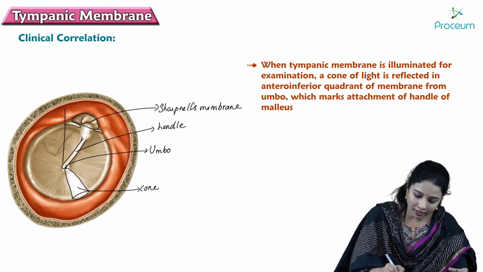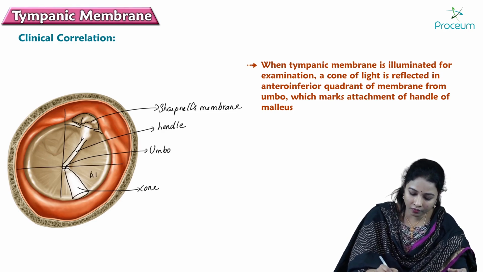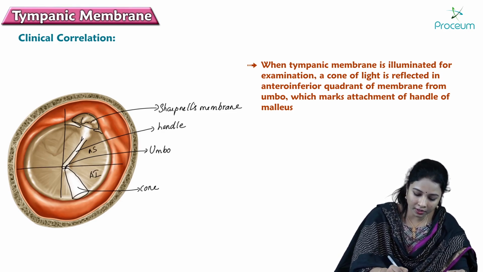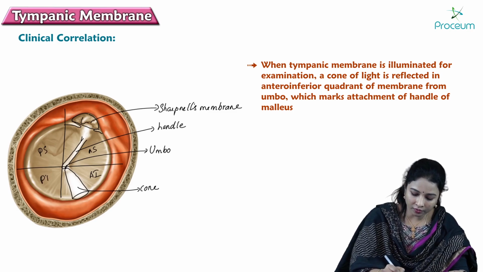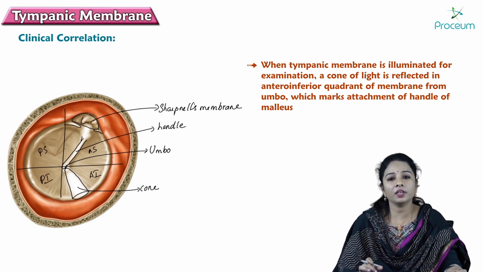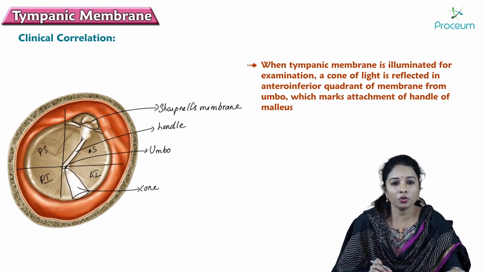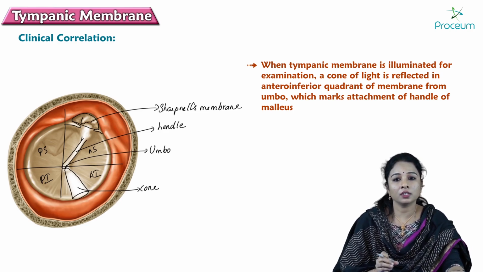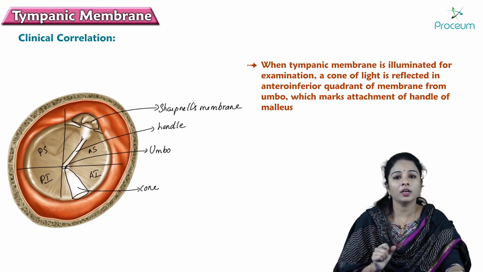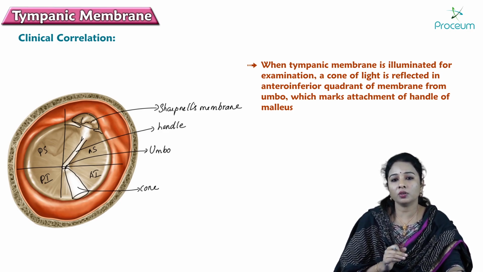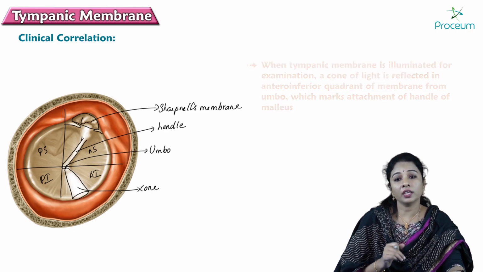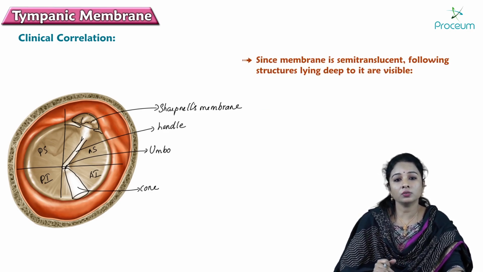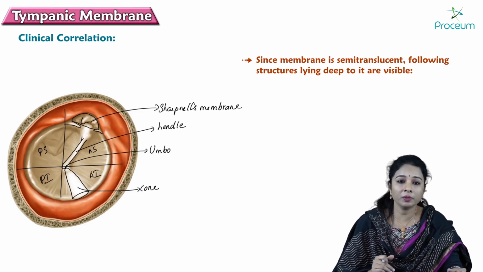So if you divide like this, this is the antero-inferior quadrant, antero-superior, postero-superior, postero-inferior. So in the antero-inferior quadrant, we can appreciate a cone of light from the umbo, which marks the attachment of the handle of malleus. So hence the membrane is translucent, with structures lying deep to it visible.